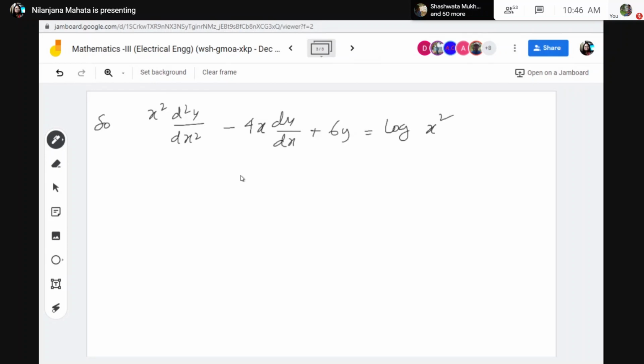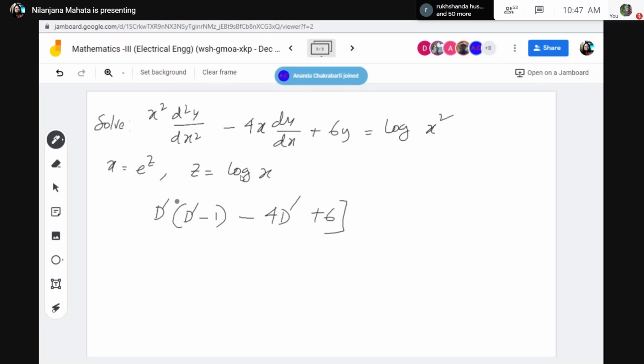Suppose you have to solve this type of equation. You will take x is equal to e to the power z, so z is equal to log x. Fine. So this will be d dash into d dash minus 1, minus 4 d dash plus 6, operated on y. This is log x square, 2 log x, that means 2z.